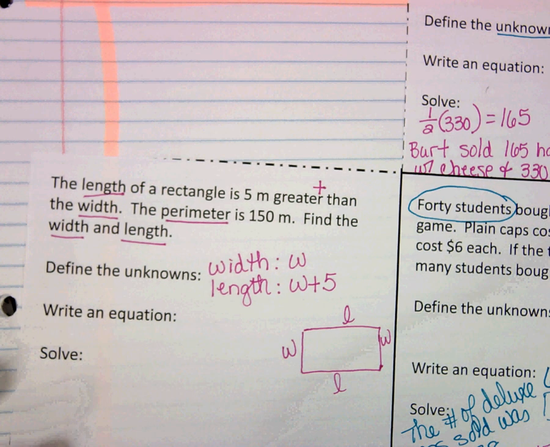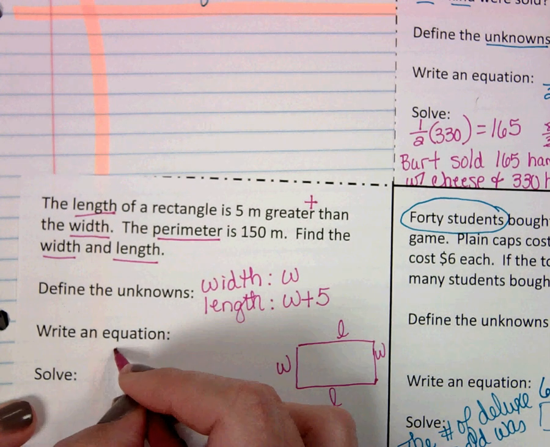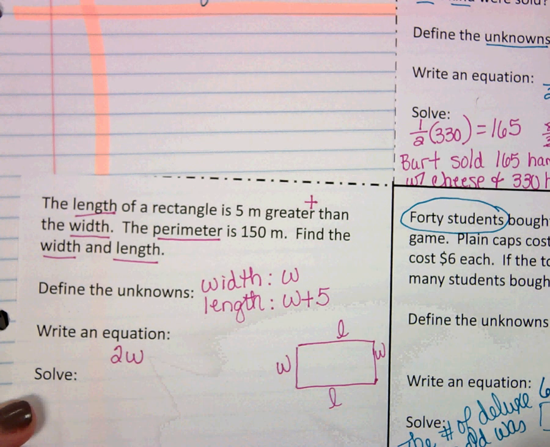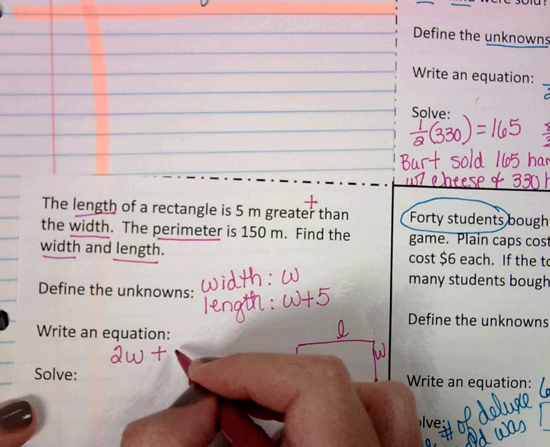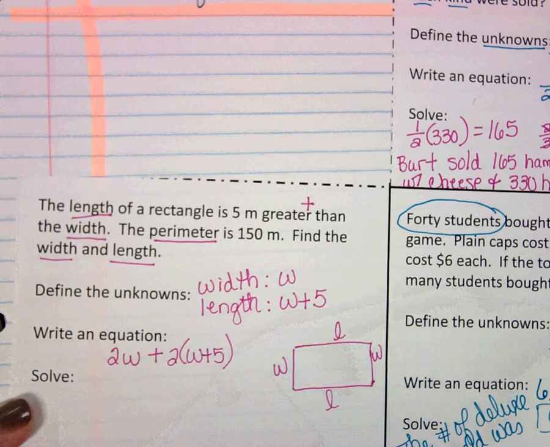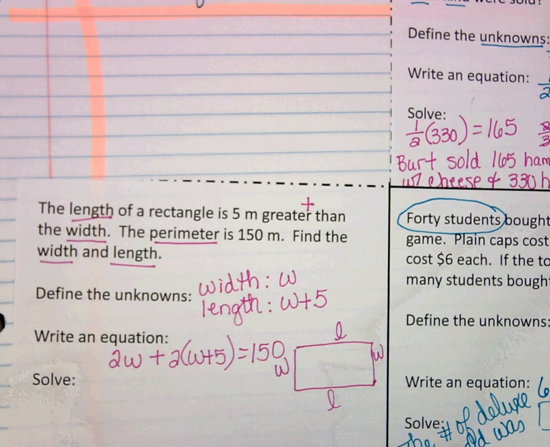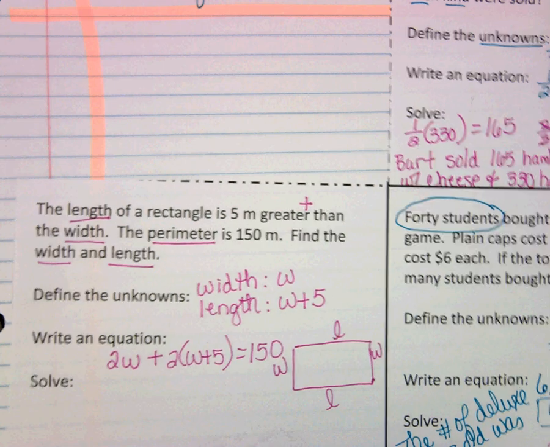So when we think about this, when we write the equation, since we have 2 widths, 2 times the width plus 2 times the length, which we defined as W plus 5. And it told us that the perimeter was 150. Now that we have the equation written, I want you to see if you can finish solving that equation by yourself and determine what the length and the width are.